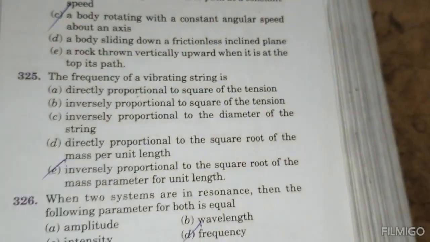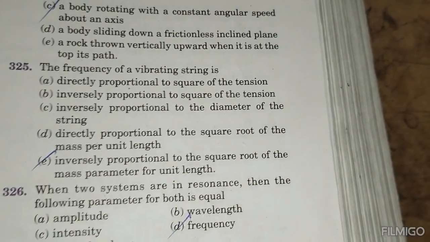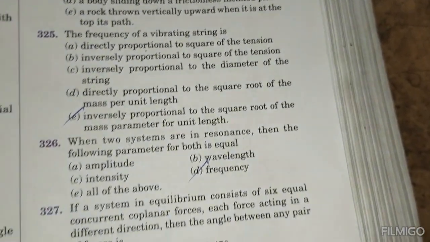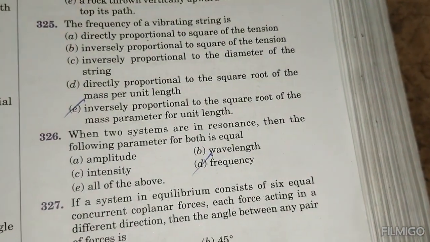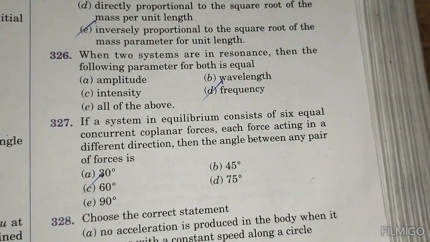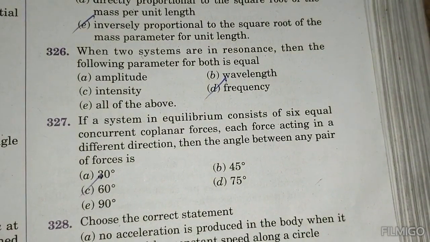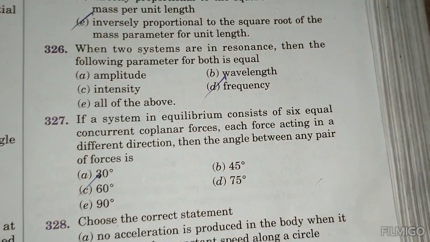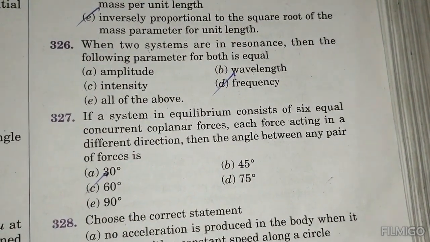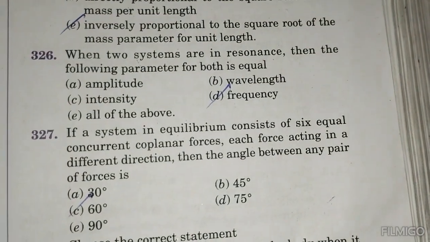A body rotating with constant angular velocity. The frequency of a vibrating string is inversely proportional to the square root of the mass per unit length. When two systems are in resonance, the parameter that is equal for both is the frequency. A system in equilibrium consists of 6 equal concurrent coplanar forces acting; the angle between each pair of forces is 60 degrees.